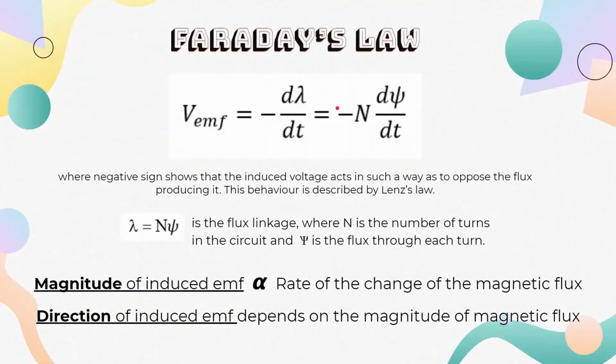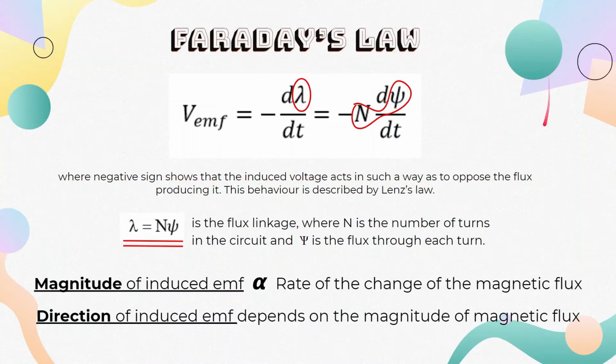In conclusion, from Faraday's experiment, the electromotive force can be expressed as the following equation, where the negative sign shows the induced voltage acts in such a way as to oppose the flux producing it. This behavior is described by Lenz's law. Moving on, lambda is the flux linkage, where N is the number of turns in the circuit, and the magnetic flux is the flux through each turn.